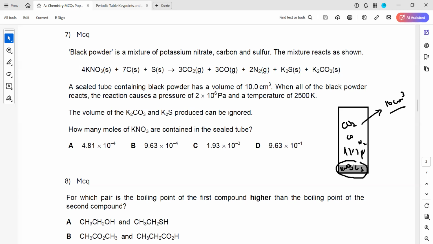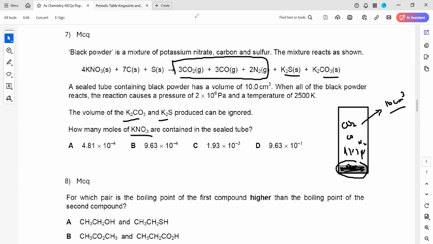The reaction also produces solids, potassium sulfate and potassium carbonate. We ignore the volume of the solids. In the question they mentioned we do not consider that they contribute to any volume. They will occupy some, but we ignore that. So we need how many moles of potassium nitrate there are in the sealed tube. To find that, first we find the total moles of the gas.